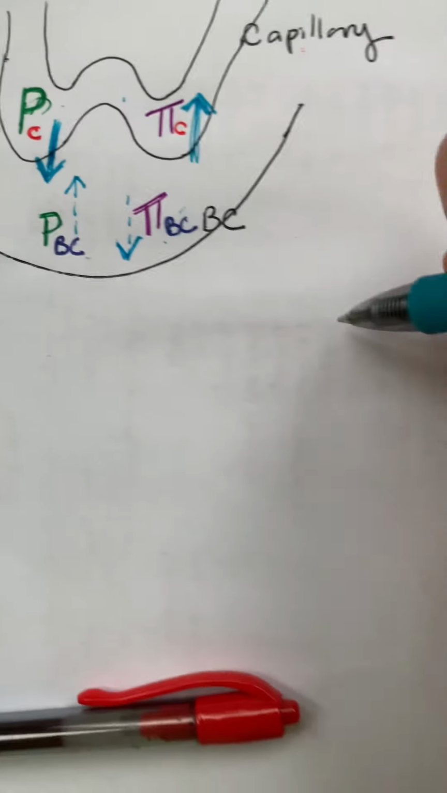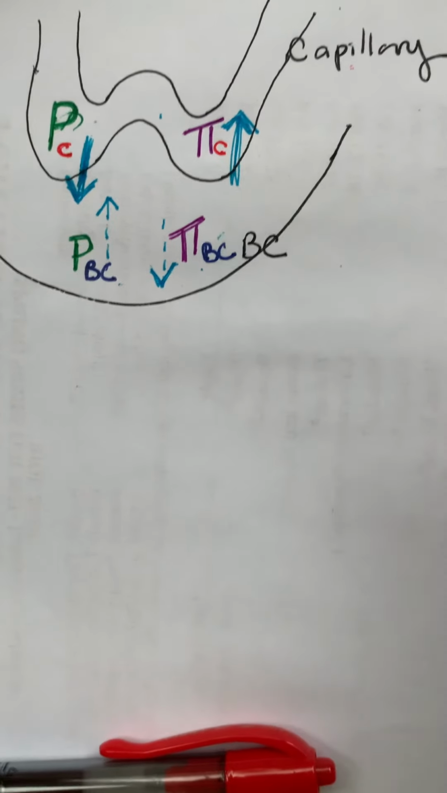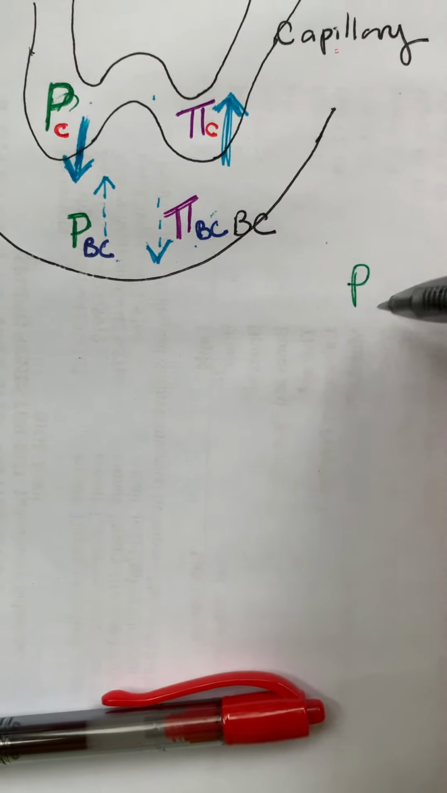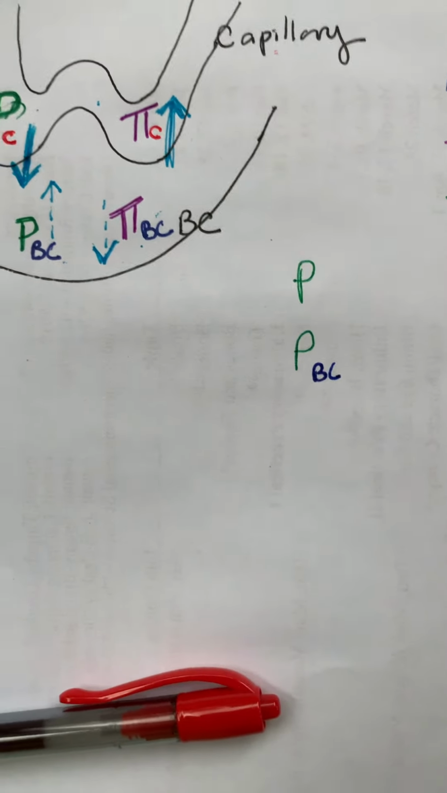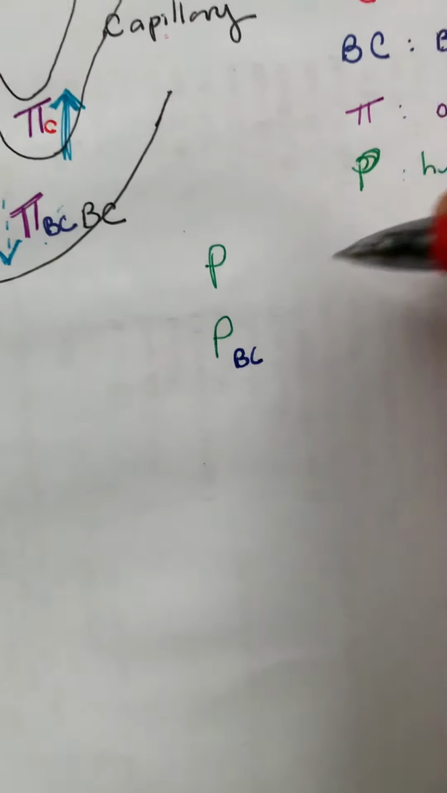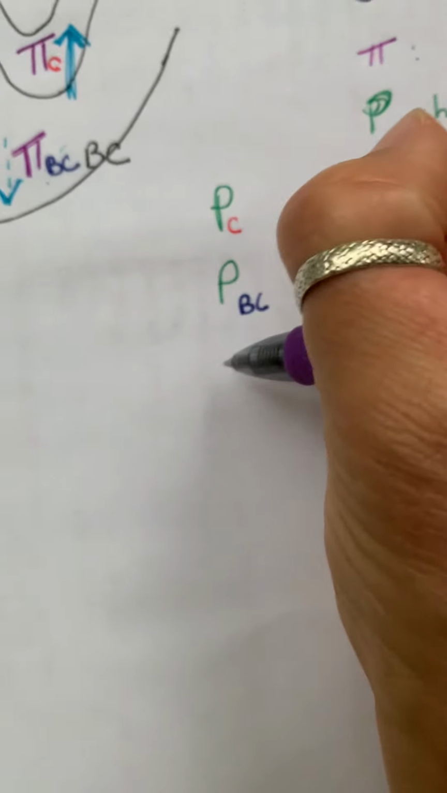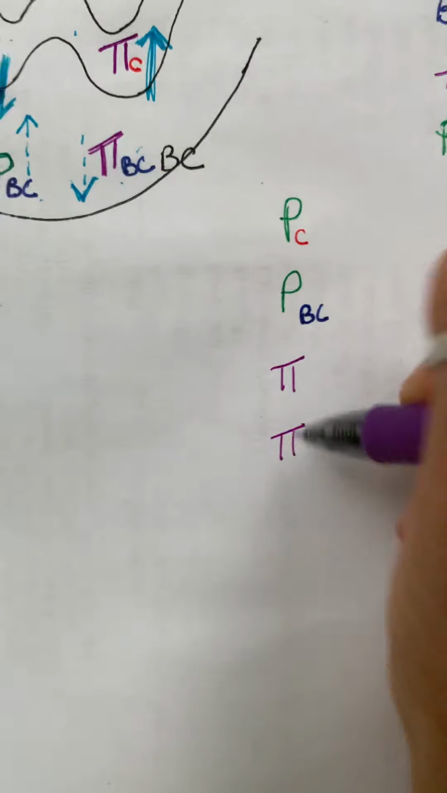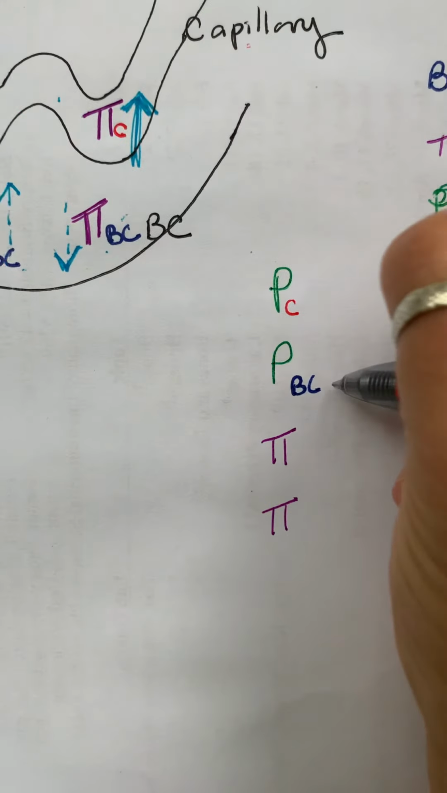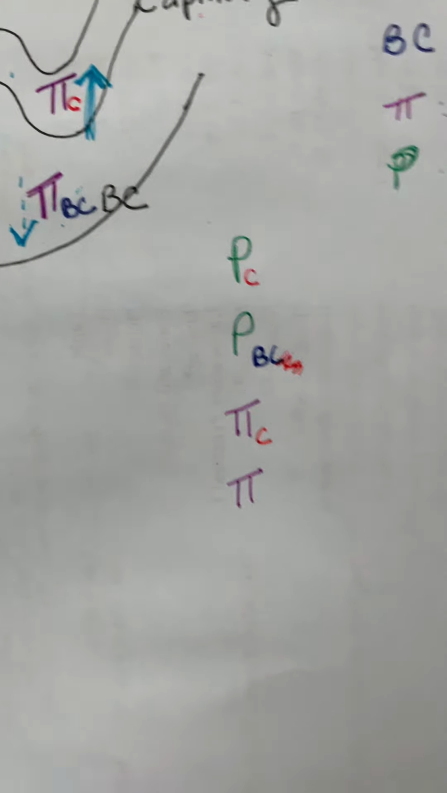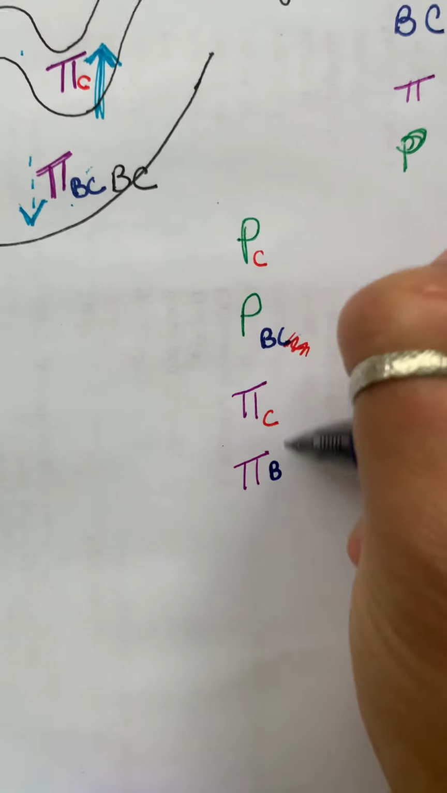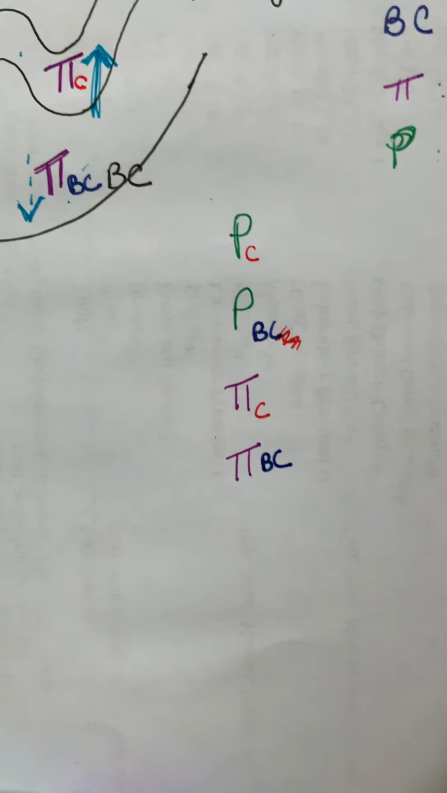So with these forces, if we think about what causes them, this would be hydrostatic pressure of the Bowman's capsule. This would be the hydrostatic pressure of the capillary. Let's do our osmotic pressures. Oh, sorry. Wrong spot. Right, so that's osmotic pressure of the capillaries, osmotic pressure of the Bowman's capsule.